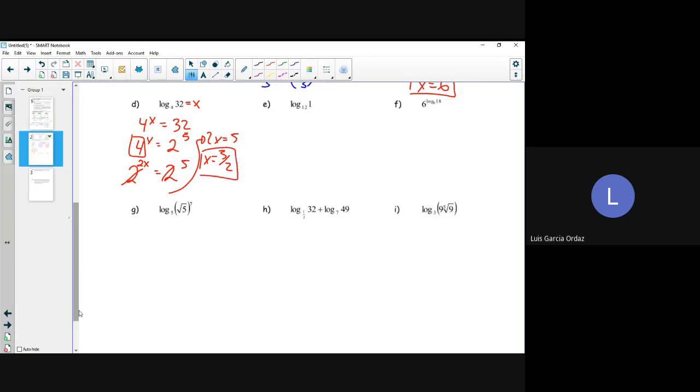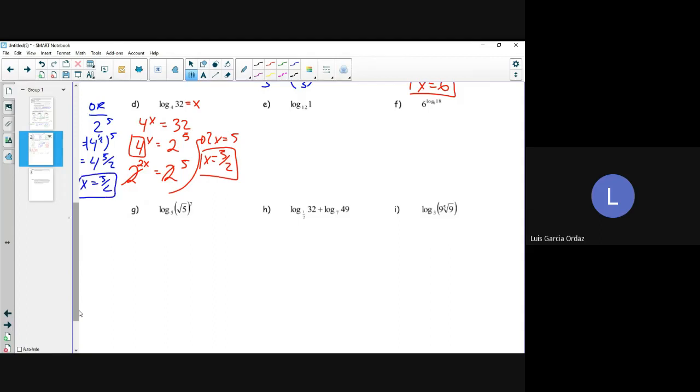However, we can do it the other way, where we can change it to the base of 4. So how can we change 2 to the 5 into a base of 4? Yeah, so 2 to the 5 is equal to 4 to the 1/2 times 5, which is just equal to 4 to the power of 5 over 2, which means x is also equal to 5 over 2.